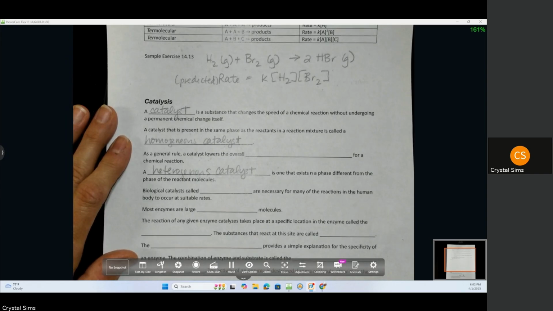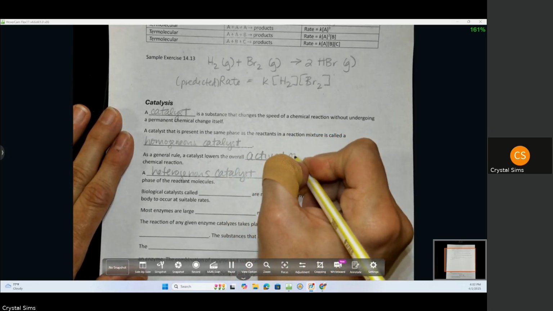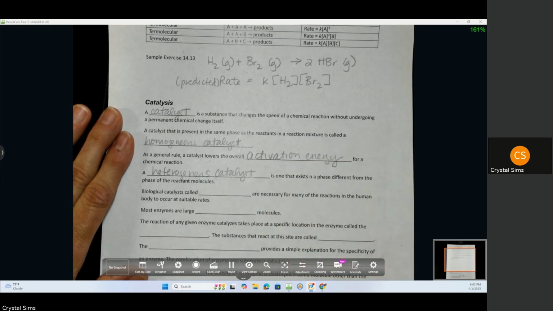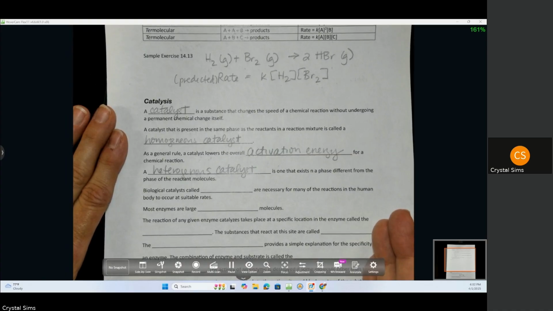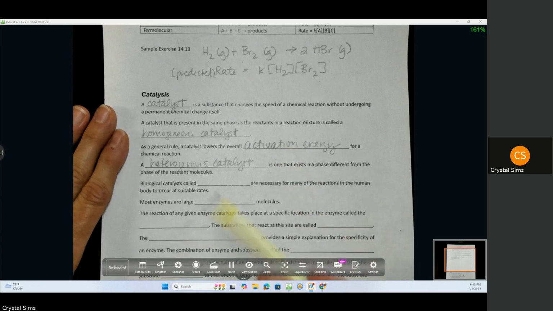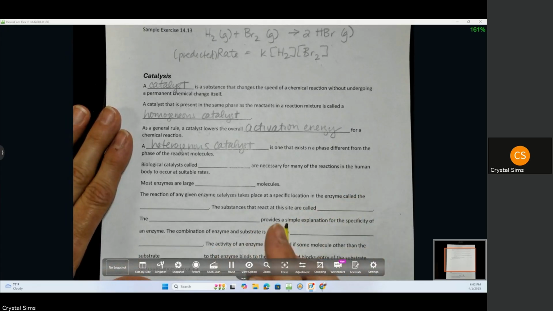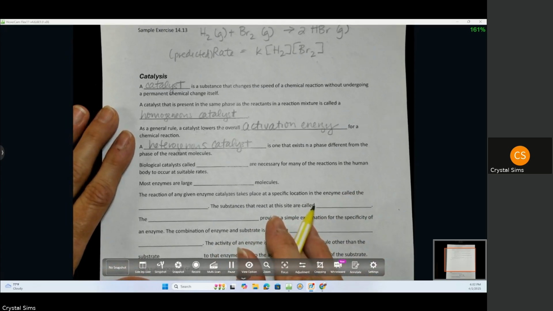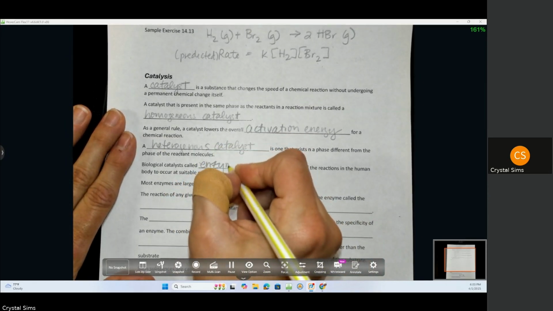But what a catalyst does, or how it works, is that the catalyst is going to lower the activation energy. In other words, it's going to lower that barrier that we have to get over. Okay. Remember, the lower the activation energy, the faster a reaction can proceed. So if we use a catalyst and it lowers the activation energy, that's just going to speed up the rate of reaction. Now, when we refer to catalysts that are involved in biological reactions, these are called enzymes.